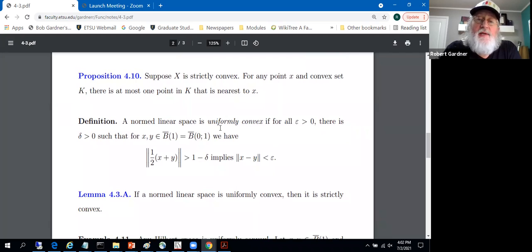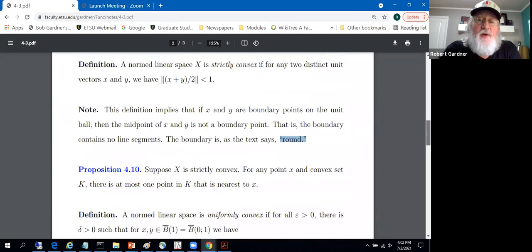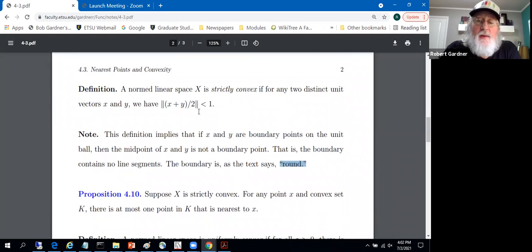First result says, suppose X is strictly convex. So let's just keep that definition in front of us. For any point X and convex set K, there is at most one point in K that is nearest X. So it doesn't guarantee the existence of such a point, but if there's a point, then there's at most one such point. Let's look at the proof.